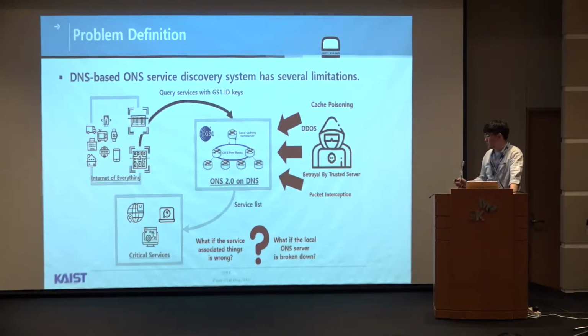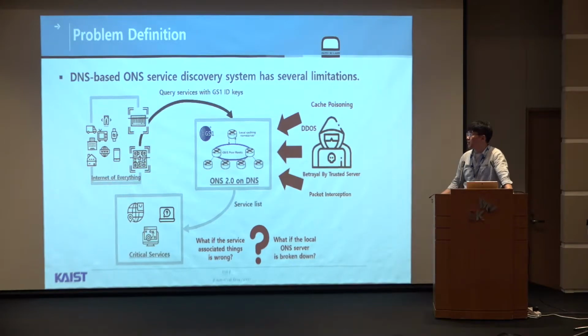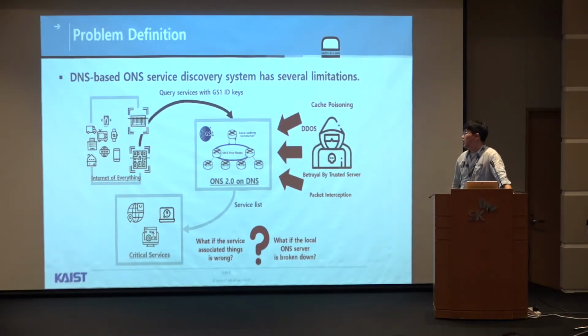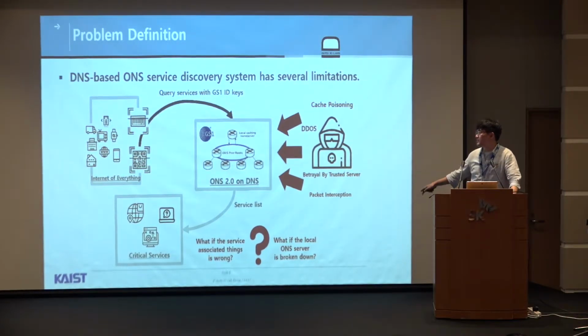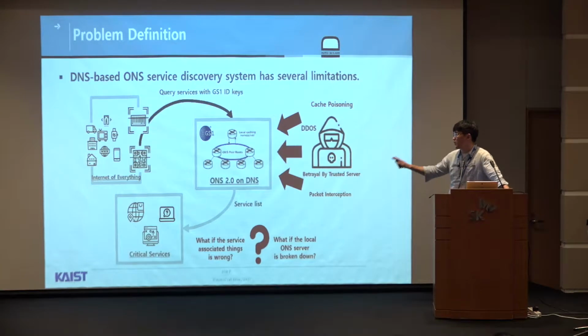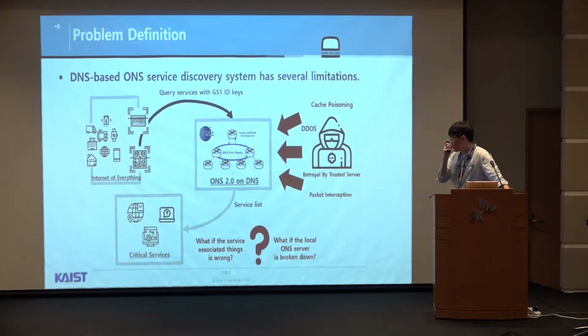But the problem is, because ONS operates by leveraging the DNS protocol, it has several limitations. For example, attacks like DNS cache poisoning, local DNS cracking, or packet interception influence the ONS protocol and ONS server. So there are some problems. What if the service-associated data is tampered with or forged? And what if the local ONS server is broken down by some attacker's attack?